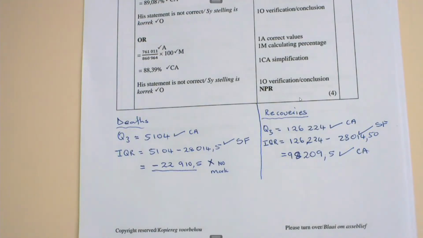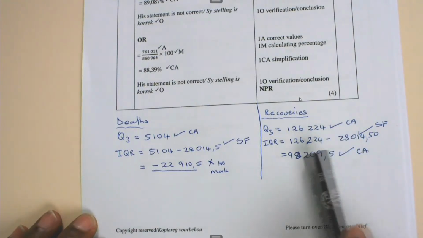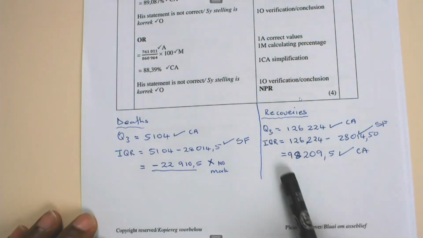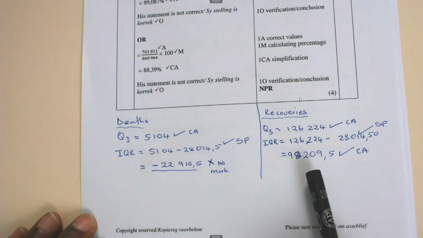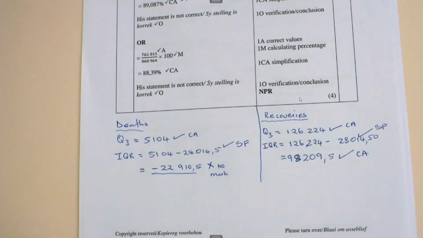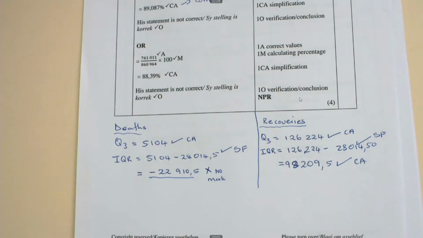If the learner calculates Q3 using recoveries, then the answer will be 126,224. And then for subtracting Q1 from Q3, you give 1 mark for substituting into the formula, and then 1 mark for getting the correct answer, which is 98,209.5. Colleagues should check those things, please, and then there is a CA mark for that.